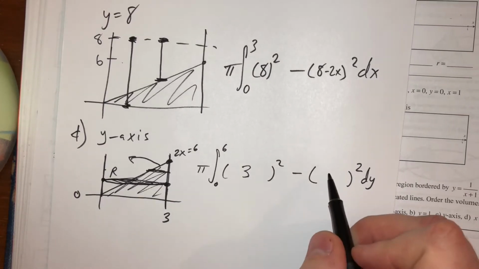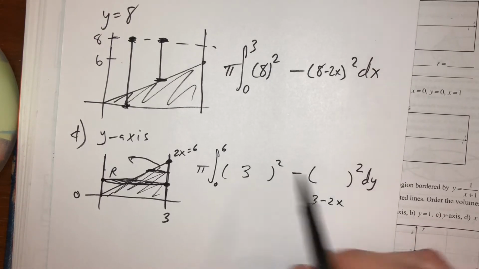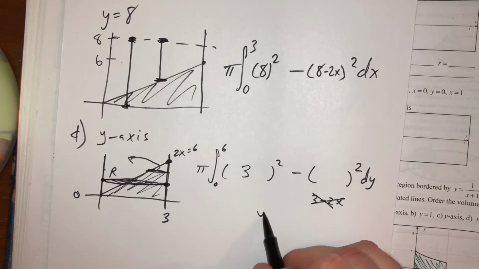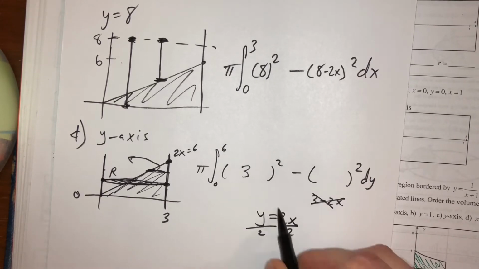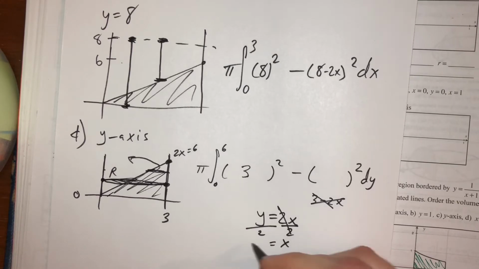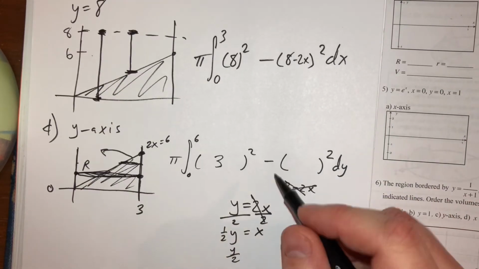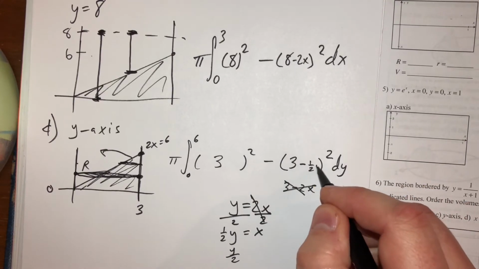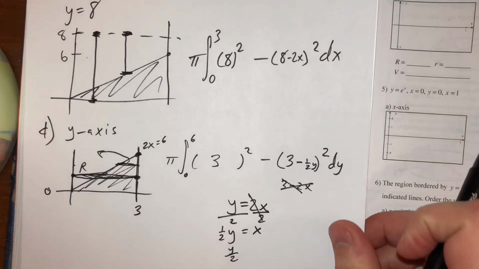I cannot write 3 minus 2x here because I need to make sure that I'm in y territory, not x territory. So instead of saying 3 minus 2x, I have to take this y equals 2x and solve it for x first. You can write it 1/2 y or y over 2, whatever you're more comfortable with. They're identical. So 3 minus 1/2 y, squared. And now this would give us that region spun sideways.